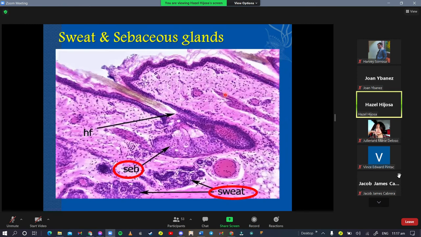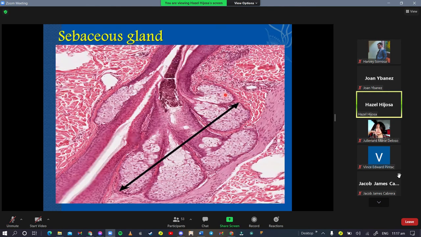Okay. Then we proceed to another appendages of the skin, which are your sweat and your sebaceous gland. For the sebaceous gland, this gland is associated with the hair follicle, very obvious. Except it is not found in the palms of the hands and soles of the feet, wherein you don't have hair follicles there. So this sebaceous gland will form part of the pilosebaceous unit.